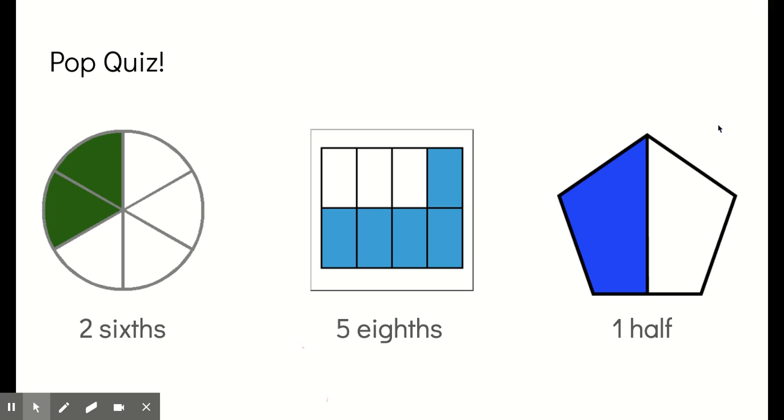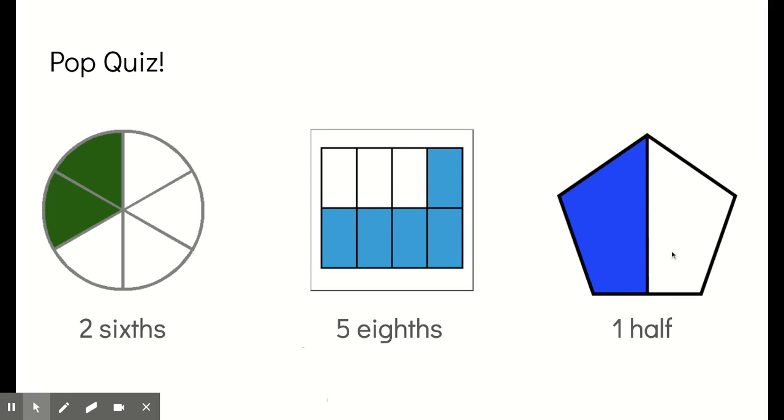And here are your answers. In this first one, 2/6 are shaded because the fractional unit is sixths because there are 6 pieces in the whole and 2 are colored in. 1/6, 2/6. In the second one, the fraction that is shaded is 5/8 because the fractional unit is eighths. There are 8 pieces in the whole and 5 are colored in. 1/8, 2/8, 3/8, 4/8, 5/8.